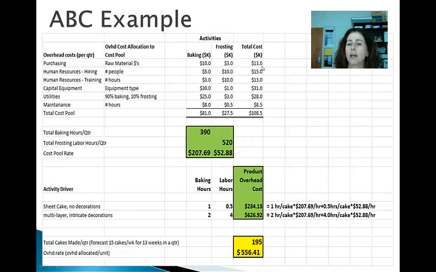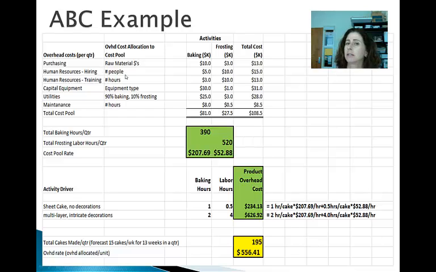Now I want to highlight this is not the raw material cost, because that would be a direct cost. This is the indirect cost associated with procuring the material, getting it to the site, maybe storing it, inventory related type of things. Then our next type of overhead cost or indirect cost is hiring within human resources.